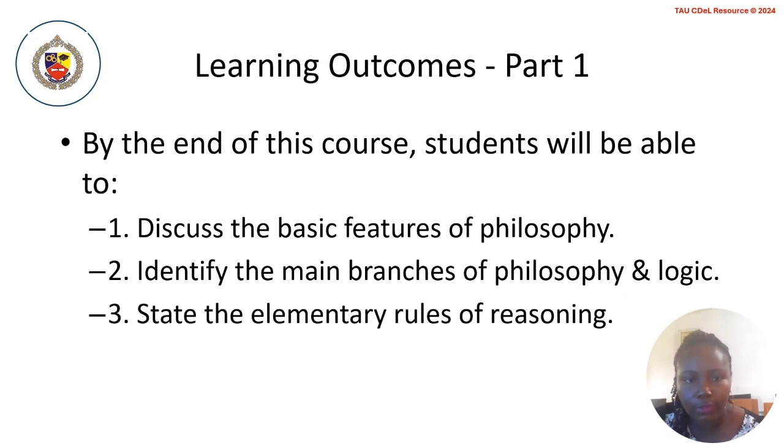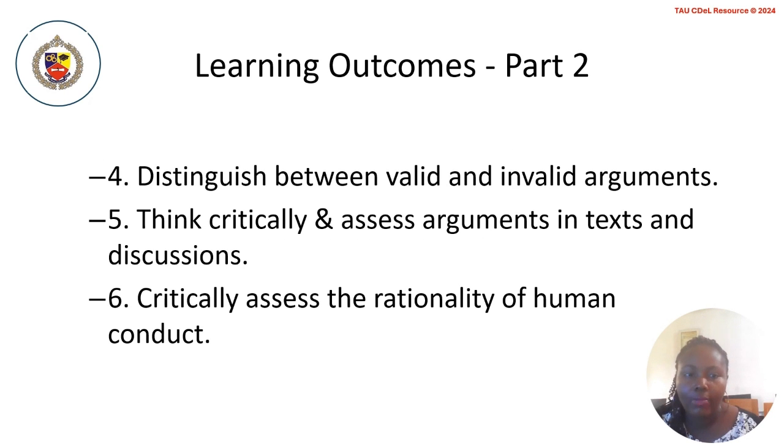The learning outcomes for this course are that by the end of this course, you as students should be able to discuss the basic features of philosophy. You should be able to identify the main branches of philosophy and, of course, of logic. You should also be able to state the elementary rules of reasoning. Number four, you should be able to distinguish between valid and invalid arguments. You should also be able to think critically and assess arguments, texts, and discussions.